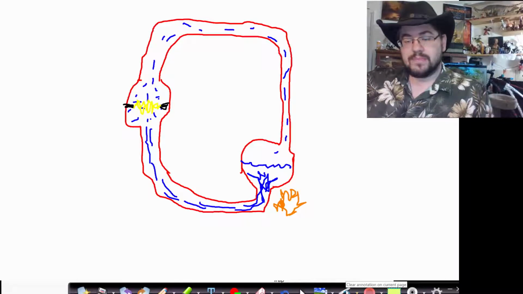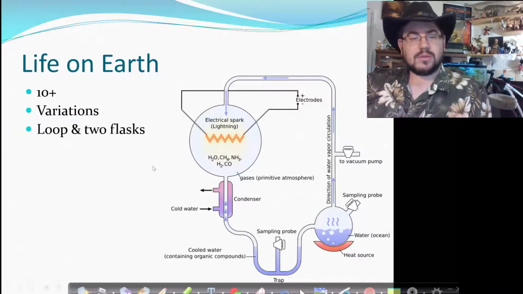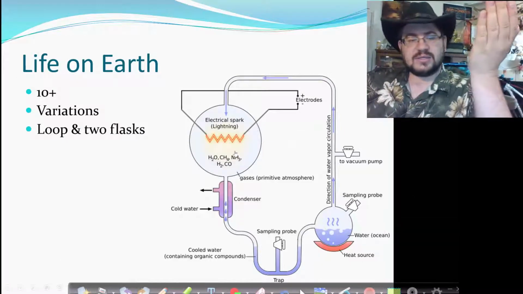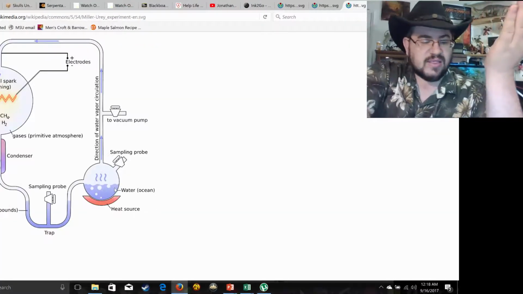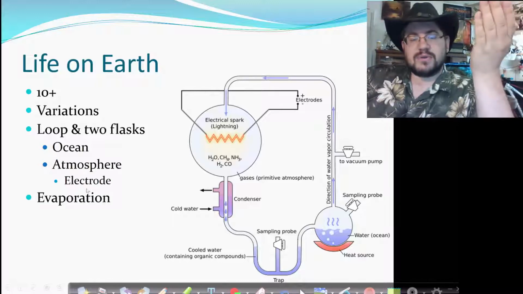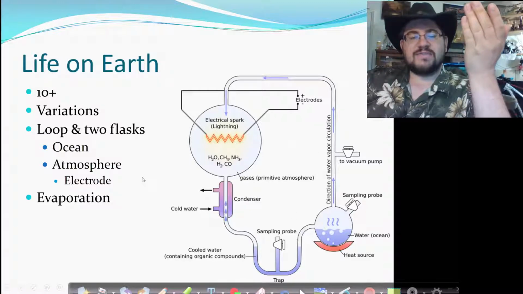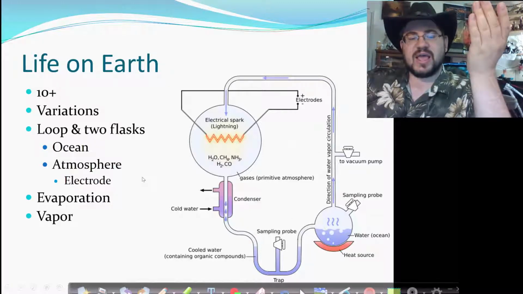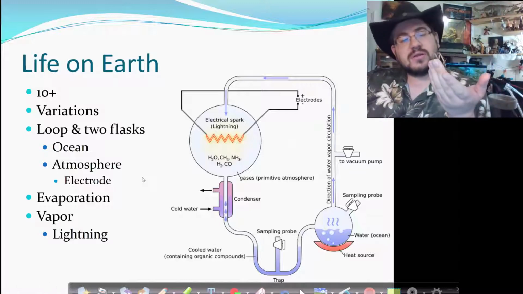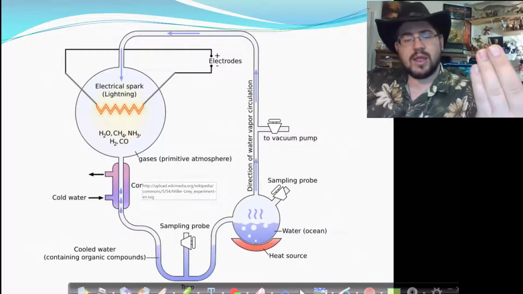So let's just take a look. We have that loop and two flasks with the ocean flask and the atmosphere flask. And there's the electrode in the atmosphere flask simulating lightning. We have a heat source to cause evaporation to go to the atmosphere flask. The water vapor then interacts with the lightning and the early atmosphere. And we get rain, right?